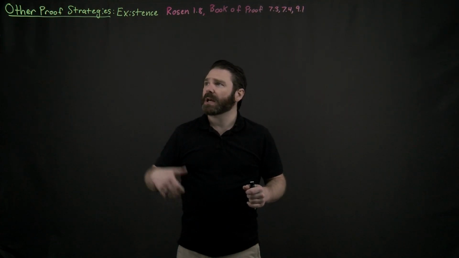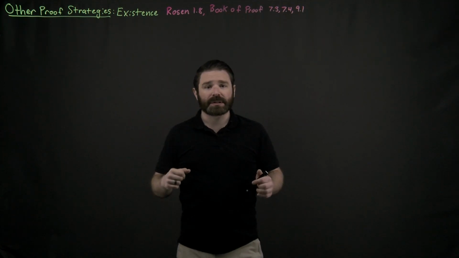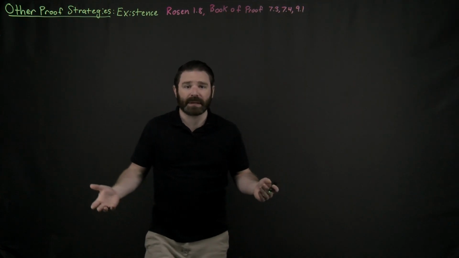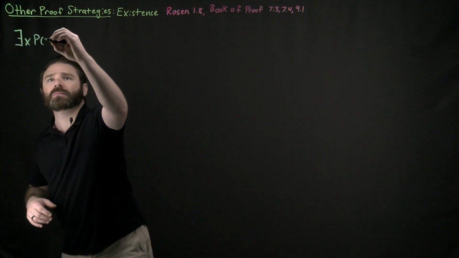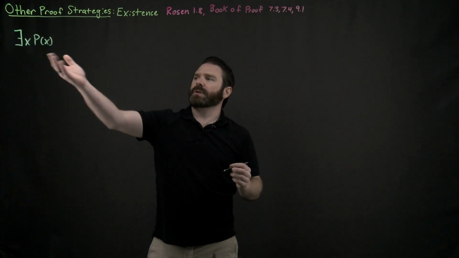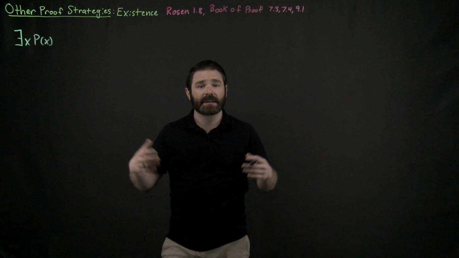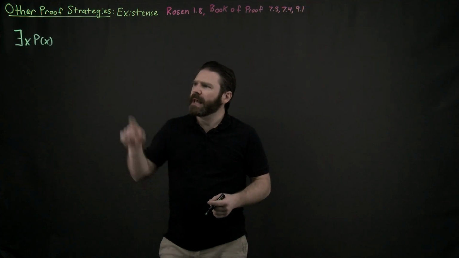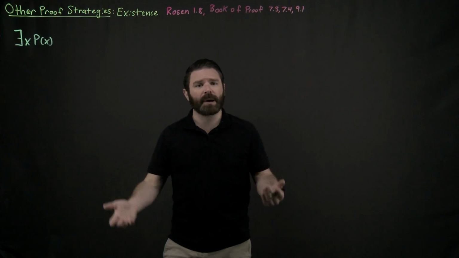So the very first other proof strategy that we're going to talk about is existence. Sometimes you're asked to show a statement like the following. You want to show that there exists some x such that some statement p of x is true. So if you were asked to show that that statement is true, there are basically two different ways that you could go about doing this.